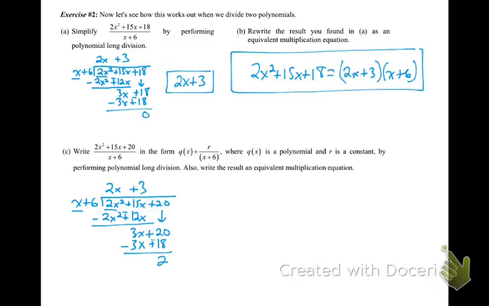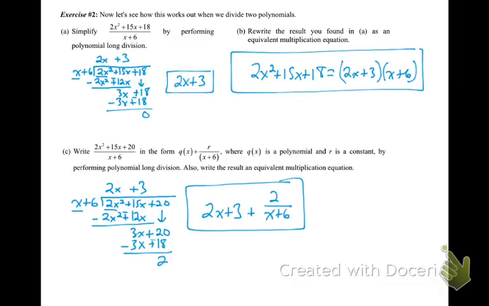Which means I need to write my answer using this notation. 2x plus 3 is what I got, but I had a remainder of 2, so I had to add 2 over x plus 6. Whatever the remainder is always goes over what we divided by.